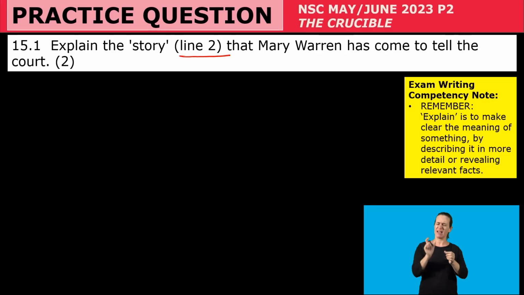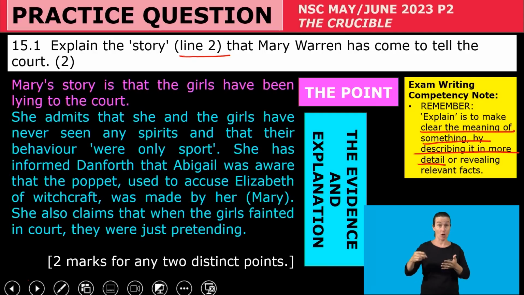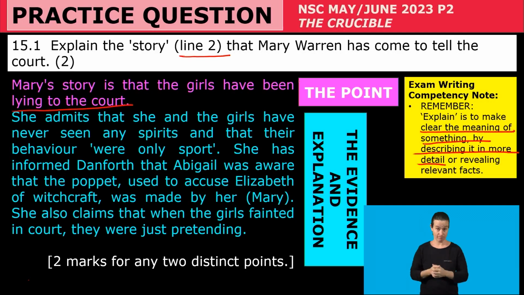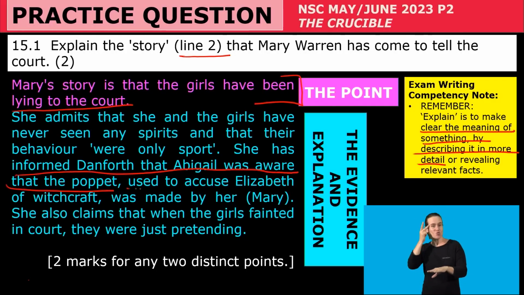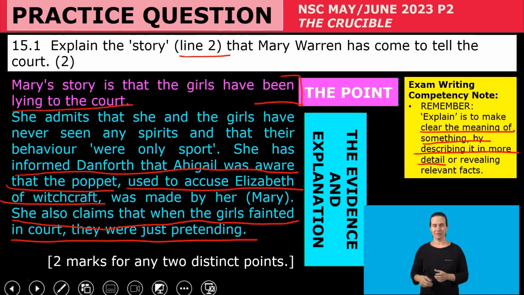So remember, explain is to make clear the meaning of something by describing it in more detail. So, Mary's story is that the girls have been lying to the court. So this is the point. We're using the PEE method again. She admits that she and the girls have never seen any spirits and that their behavior was only sport. She has informed Danforth that Abigail was aware that the puppet used to accuse Elizabeth of witchcraft was made by her, Mary. She also claims that when the girls fainted in court, they were just pretending or sporting, as she says.